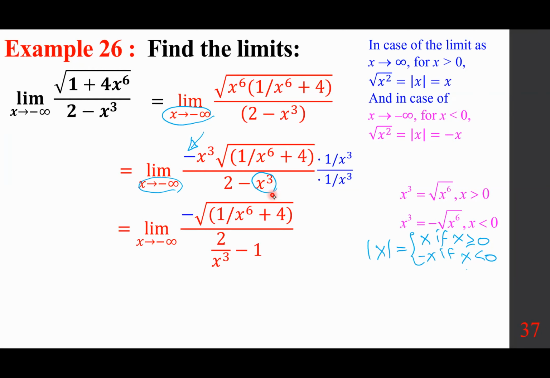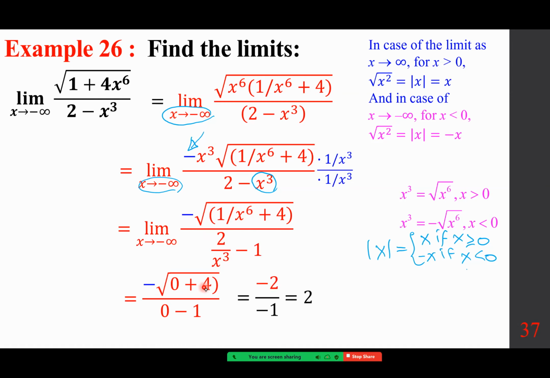So now, if you replace the x with negative infinity, this piece goes to 0, this piece goes to 0. So the numerator being negative 2, the denominator would be negative 1, and the answer is positive 2. The answer is positive 2.